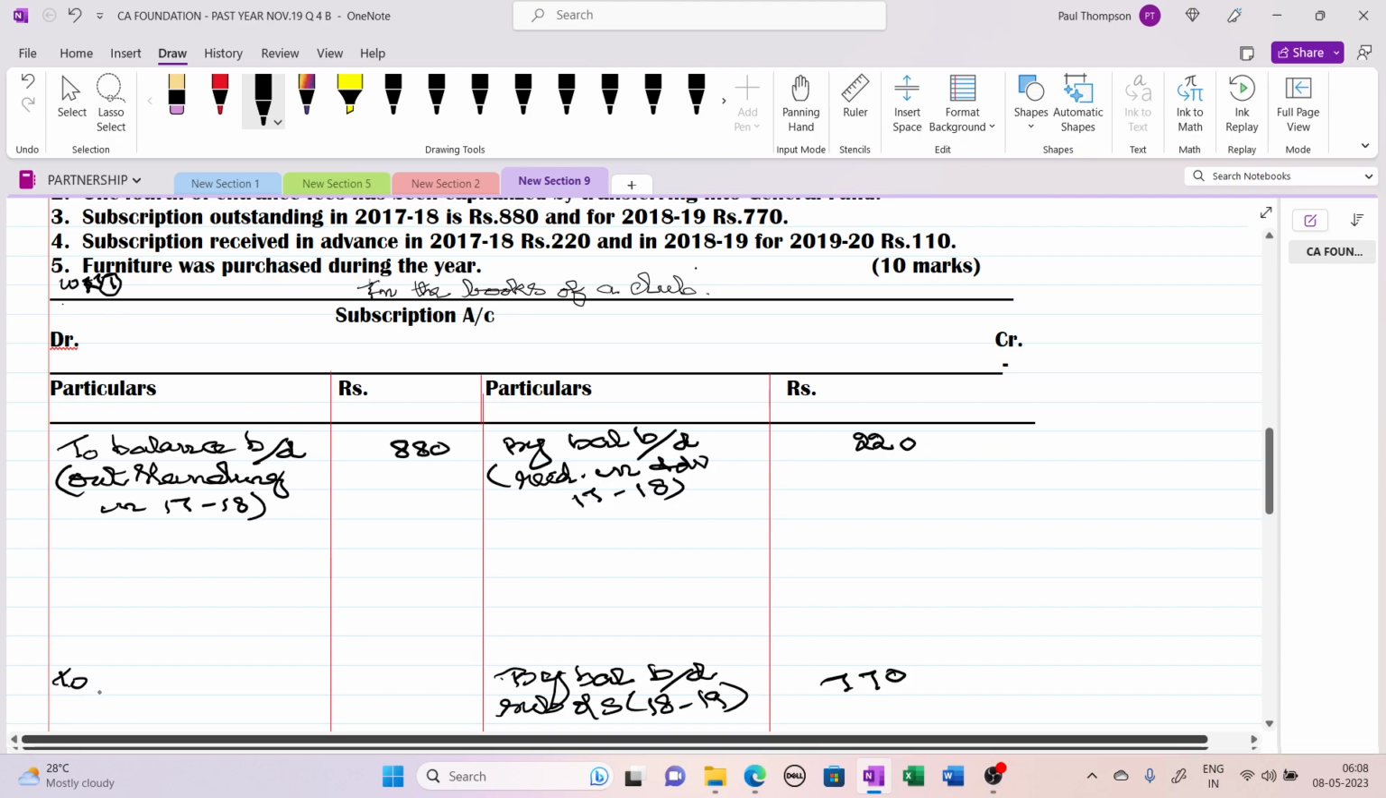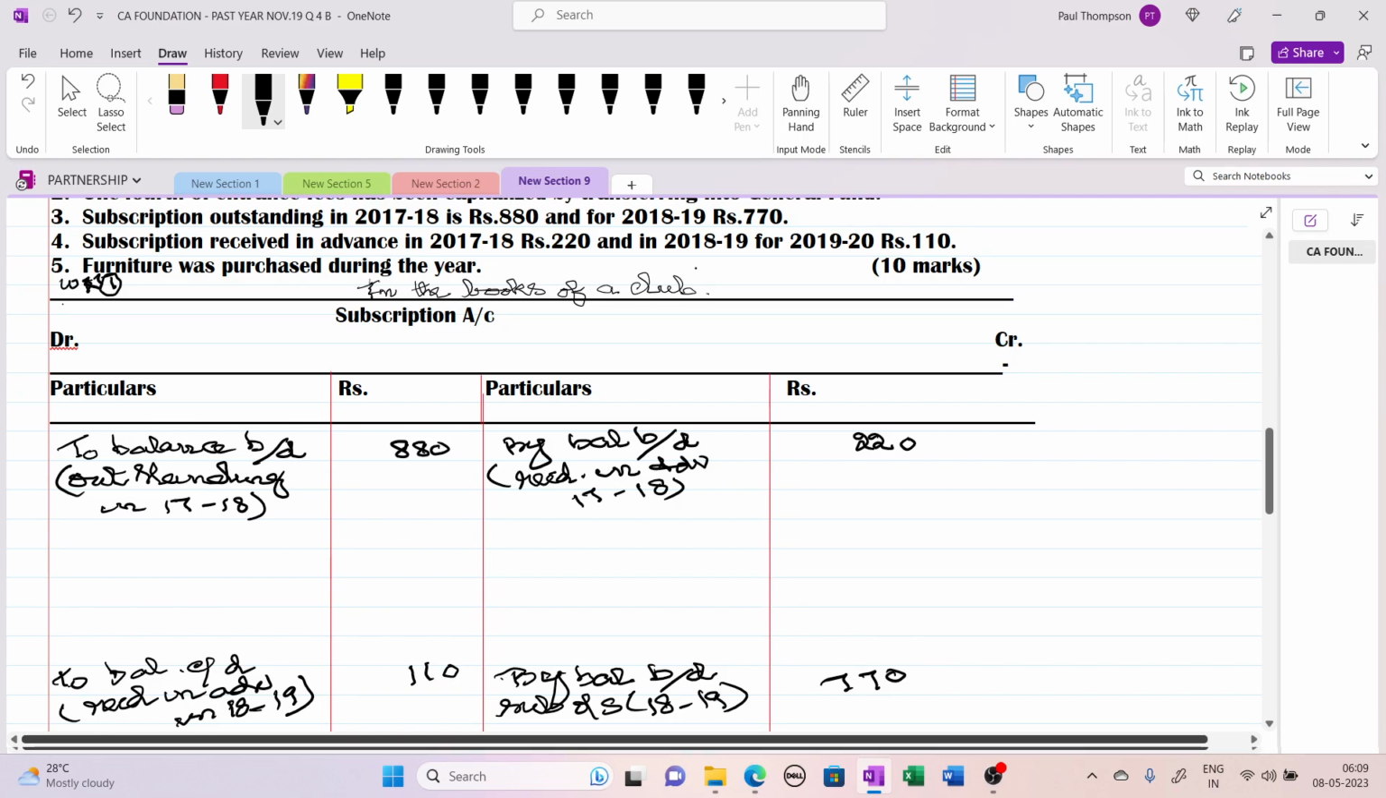Suppose if you are showing it on the credit side, balance BD, then your CD should appear on the debit side. So to balance carried down, this is received in advance in 1819. Simply you have to make these 4 entries. Then your subscription account will become very easy. No confusion, nothing at all.